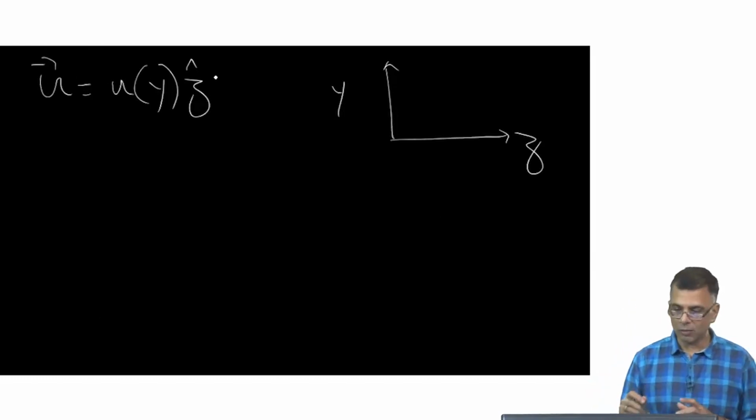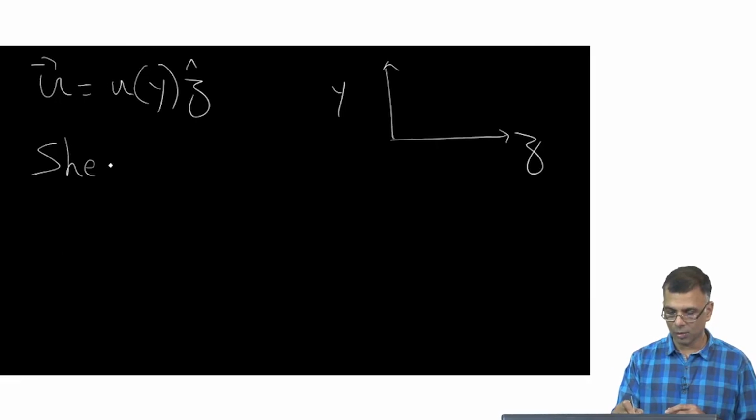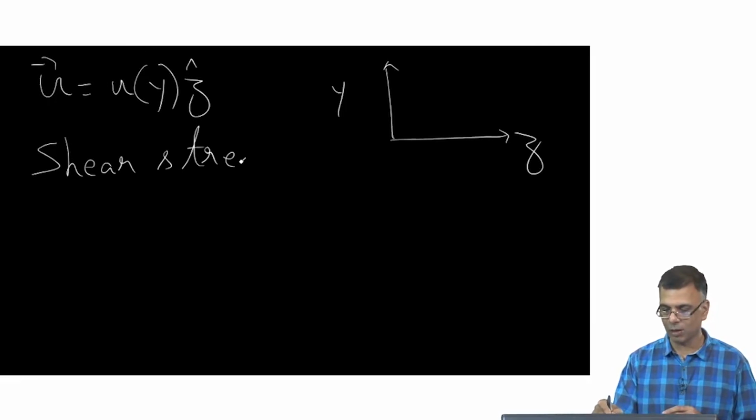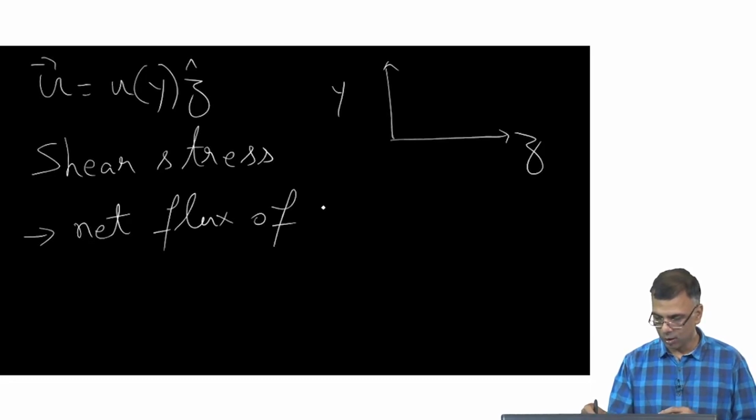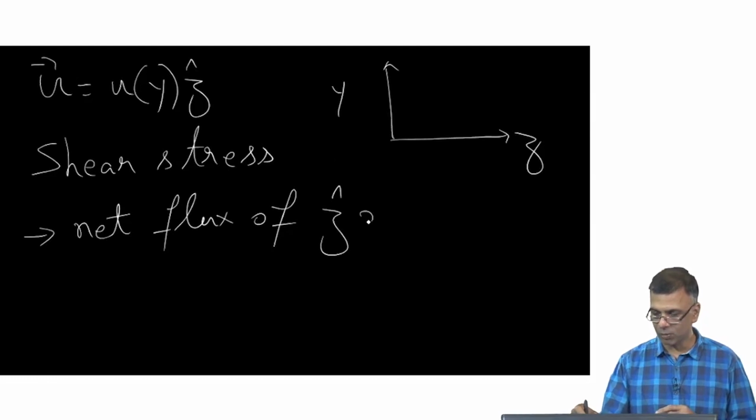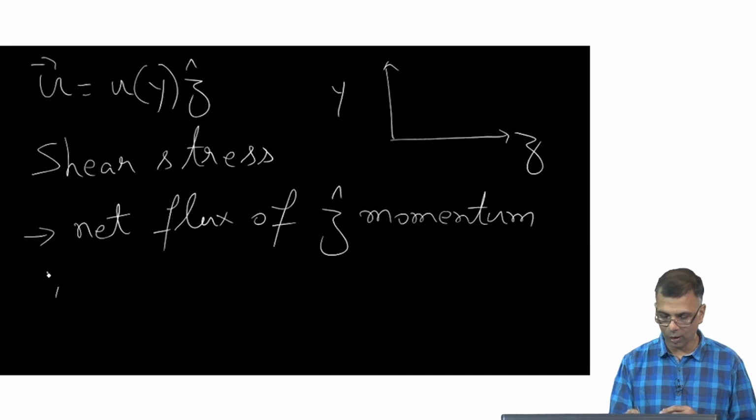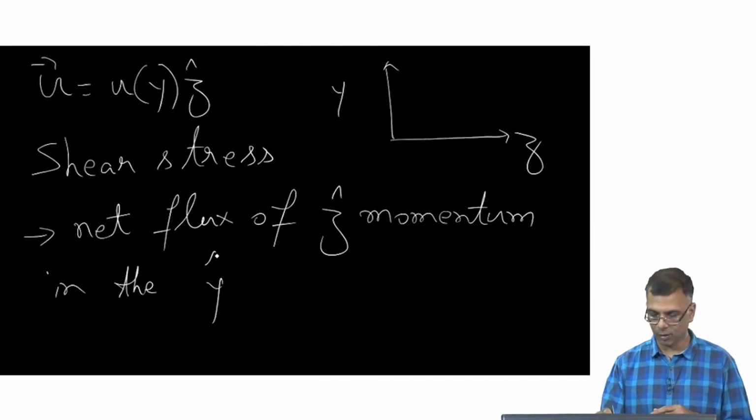Okay. So the shear stress from which viscosity is derived, remember, is nothing but the net flux of z directed momentum in the y direction.